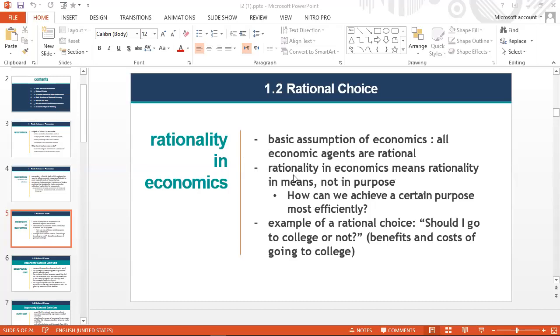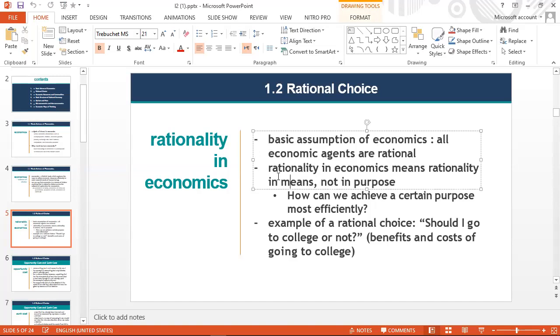Rationality in economics means acting with purpose. And it's a very important concept: how we can achieve a certain purpose by using our economic resources in an efficient way. Should I go to college or not?